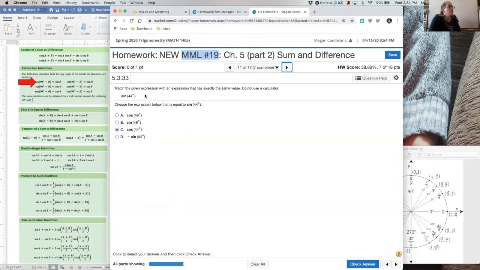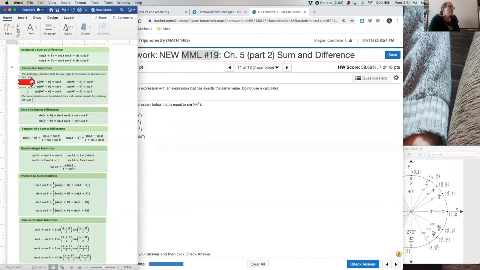All right. So match the given expression with the expression that has exactly the same value. Do not use a calculator. Okay, so sine of 44 degrees. Let's look through our list and see if we can figure out which of these might be exactly the same as sine of 44. When I look at the first one, cosine of 46, what do we know about sine and cosine? Well, we know that they are co-functions, right?